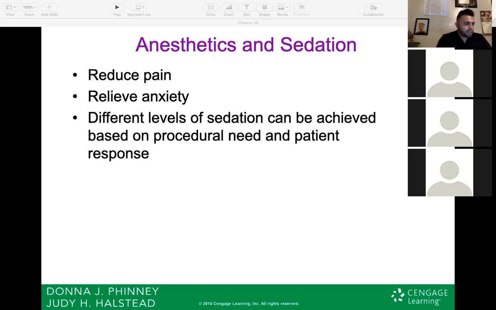Anesthetics and sedation are used to reduce pain. They can relieve anxiety. And there are different levels of sedation that can be achieved based on the procedural need and the patient response. Many patients are very anxious about dental care and treatment, and sedation is one method of managing the anxiety of the patient. Anesthesia can also be used to control the pain a patient experiences, and depending on the need, there are different types of sedation that can be used. We'll go over all of those here in a second.